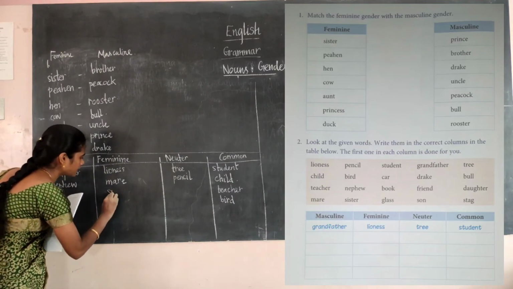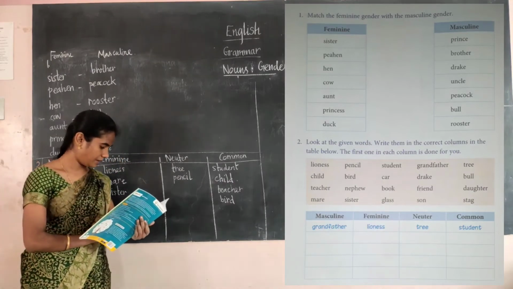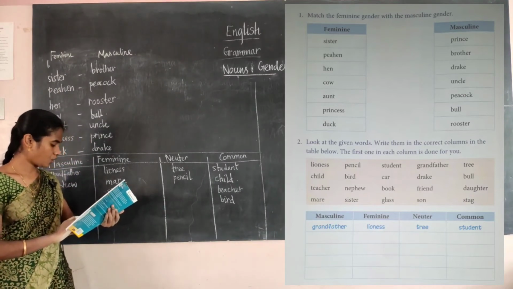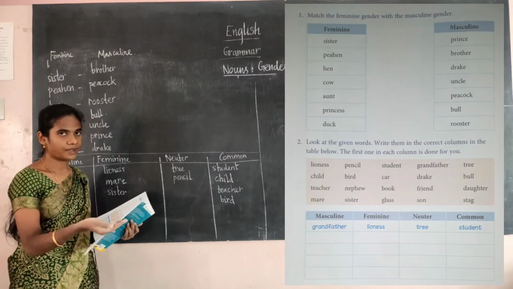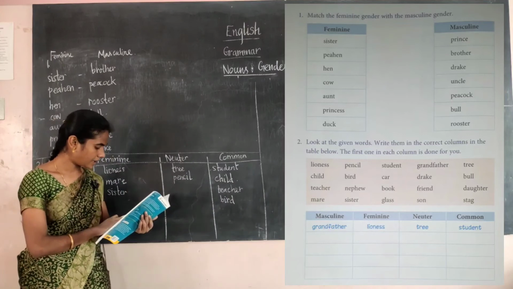Female one is the sister. So sister comes under the female. Then student can be both male and female. Already they have written students, so no need to write that.